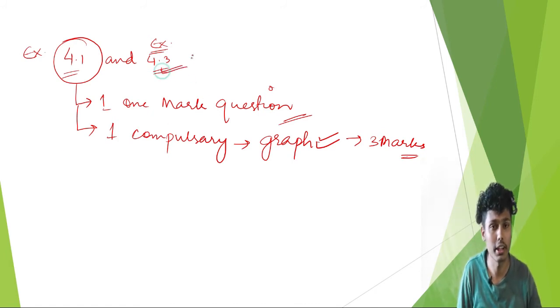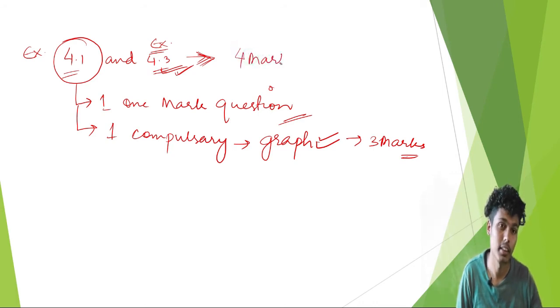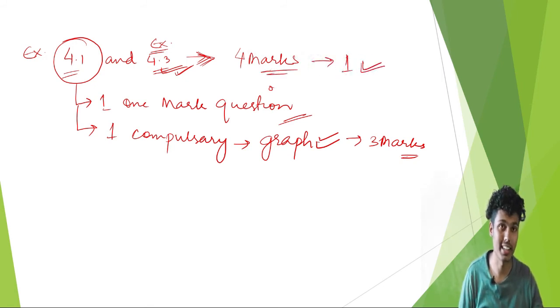Now 4.3. There are problems related to pair of linear equations, certain problems from that exercise. I think they don't ask frequently, but when they ask, they ask by giving 4 marks. 1 four-mark question is asked from exercise 4.3.